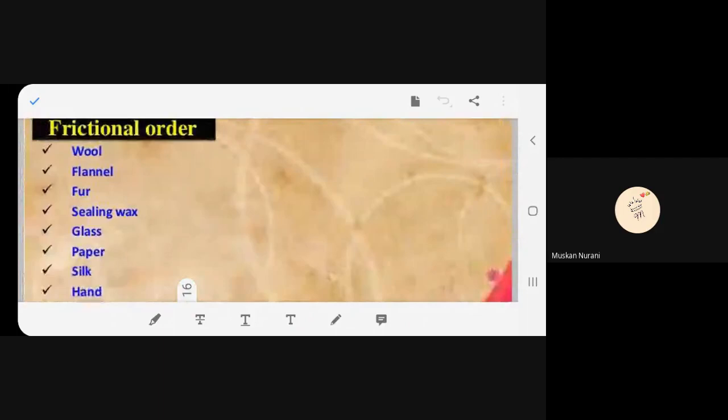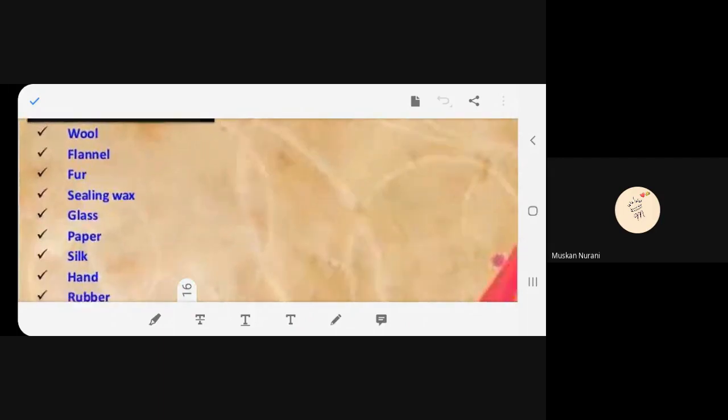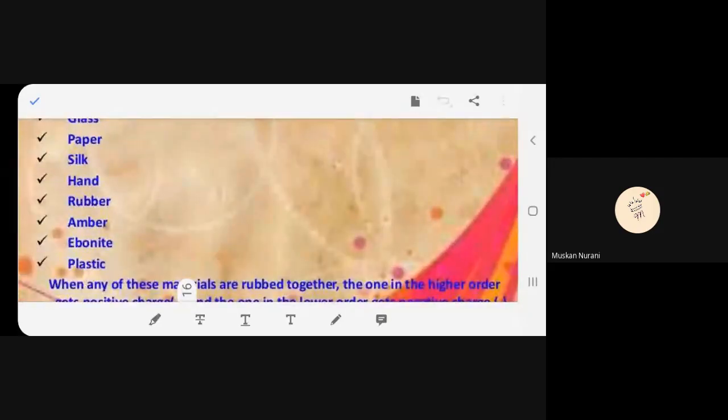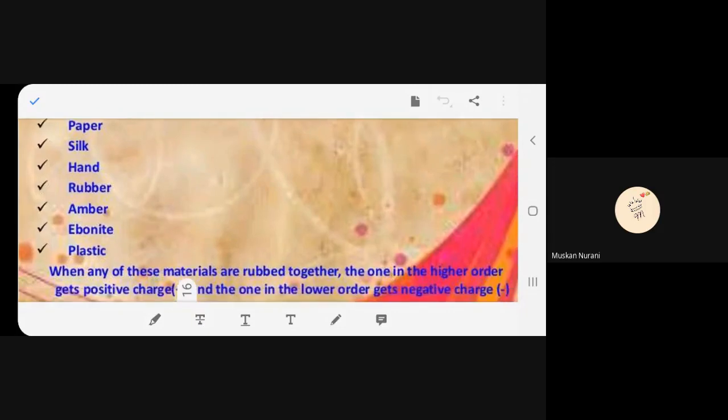So this is the frictional order. Let me do it. First one is wool, then flannel. Flannel is a very soft textile. Then sealing bags, glass, paper, silk, hand, rubber, amber. Amber is a type of gum. Ebonite is a type of rod, then metal, plastic.